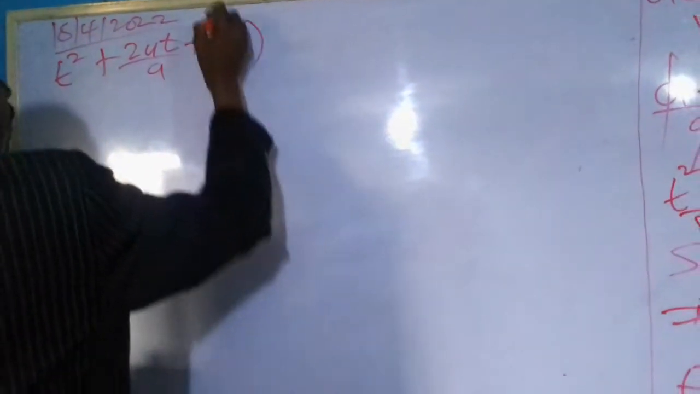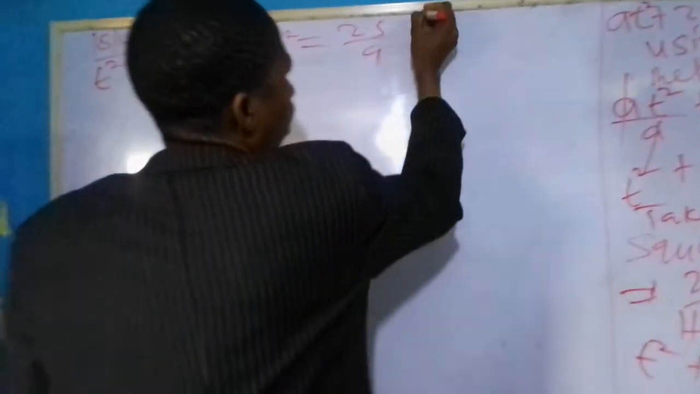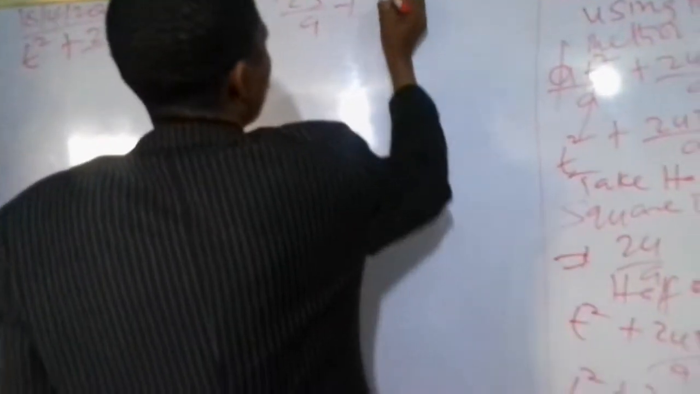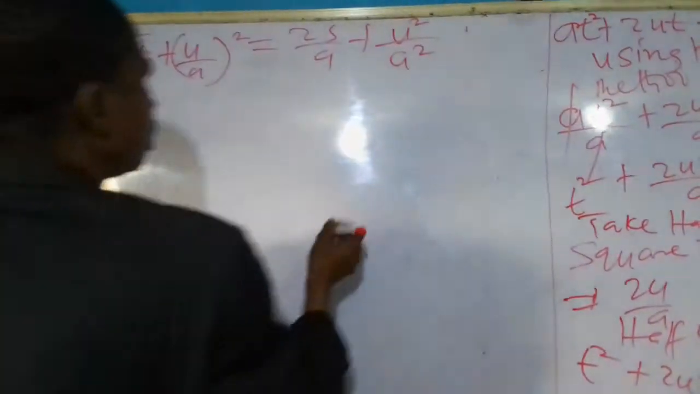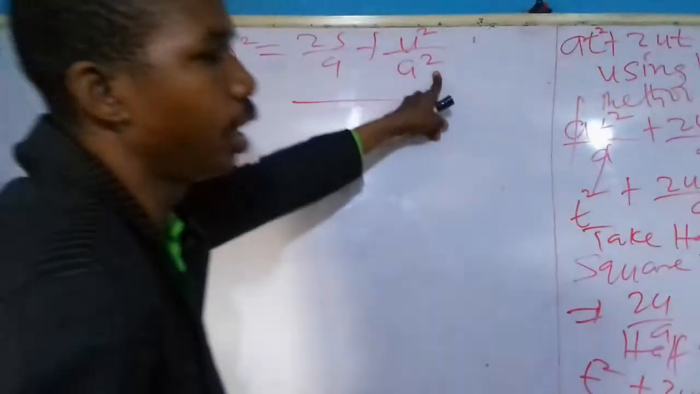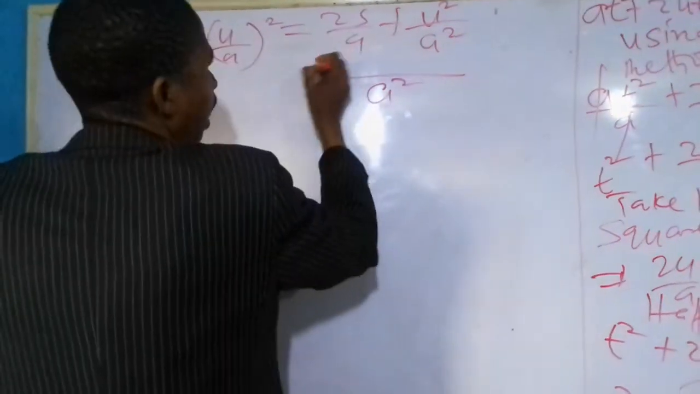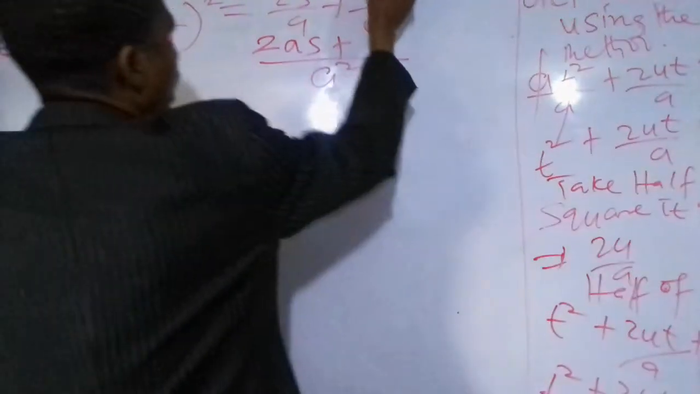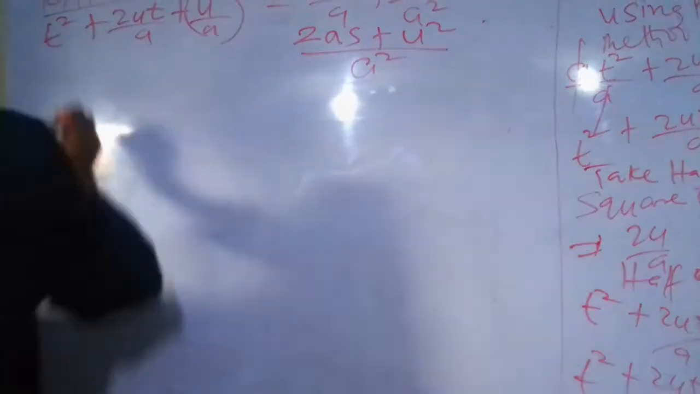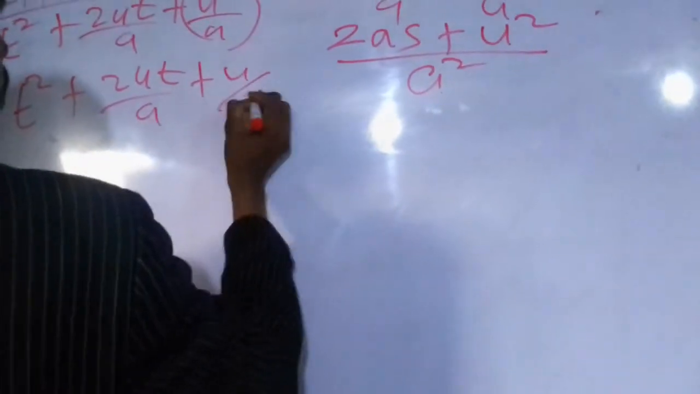Then let us rewrite the equation as t squared plus 2ut all over a plus u all over a, everything in bracket square, equals to 2s over a plus u squared all over a squared. Having this, we find the LCM of a and a squared. That LCM is a squared. A squared divided by a is a, that is a times 2s. We have 2as plus a squared divided by a squared times u squared, that's plus u squared. We now have t squared plus 2ut all over a plus u all over a, everything in bracket square equals to that.